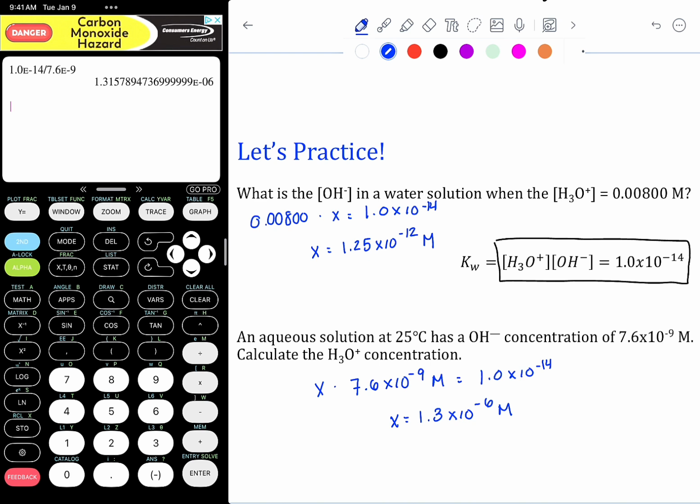So we can see from these three examples that not only can we use Kw, our Kw expression in pure water, where those concentrations are going to be equal to each other, we can also use that Kw expression when those concentrations are unequal to each other in non-pure water solutions. But if they're at 25 degrees Celsius, we know Kw.